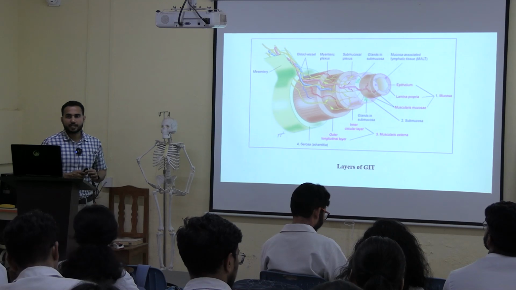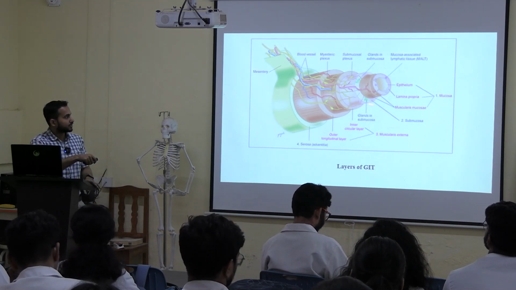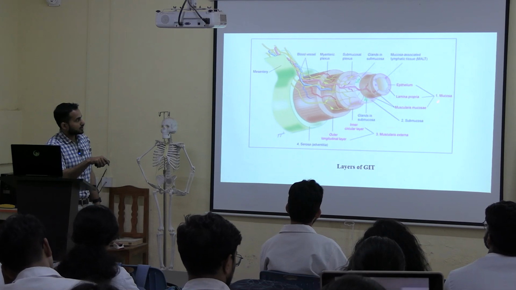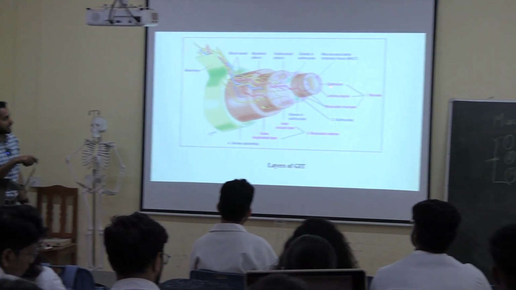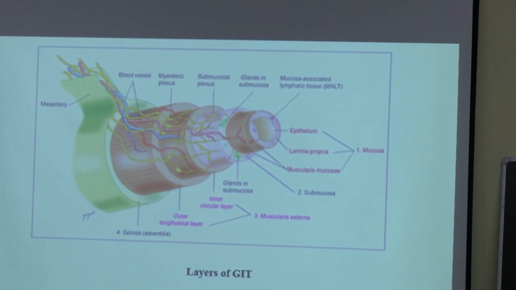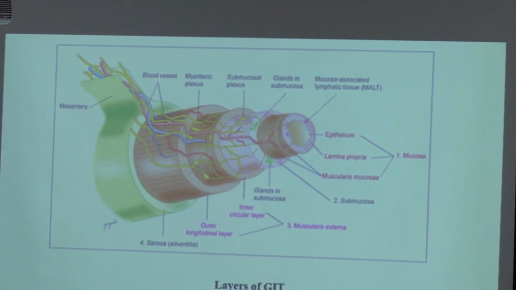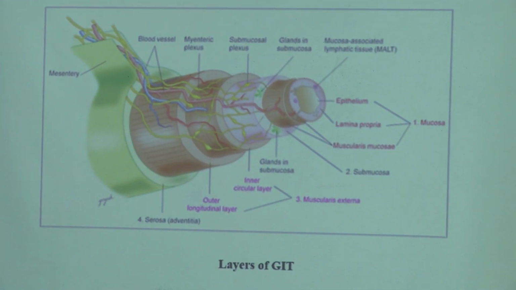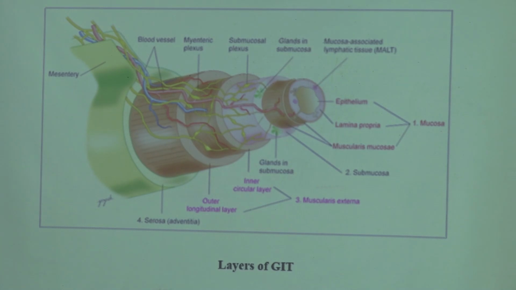Next, this is a 3D diagram where you can see all the layers of the GIT. I hope you can see the mucosa. In the mucosa you can see lining epithelium, lamina propria and muscularis mucosae. This muscularis mucosae is also a smooth muscle layer, and it is well developed in the stomach and small intestine. Now can anyone tell me what will be the function of this muscularis mucosae?